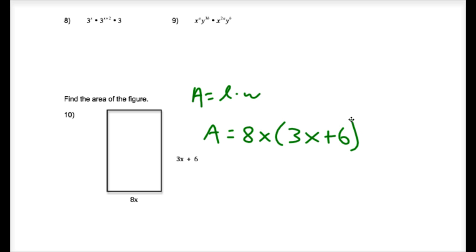And then, Briggs, what property are we going to use there to simplify that? Distributive property. You're going to distribute. Everybody distribute your 8x. Use your rules of exponents. You got an answer, raise your hand. Don't blurt it out, please.